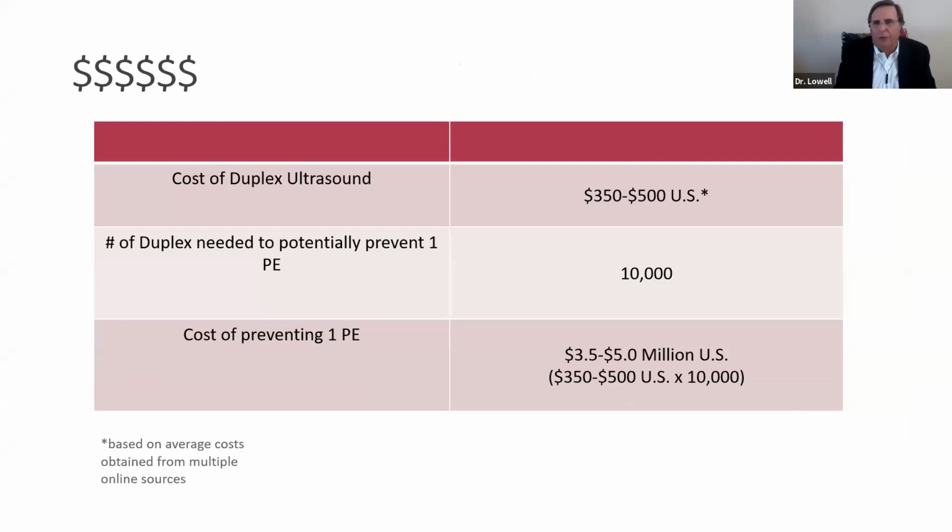What's the cost of a duplex? Well, the retail price in the United States is $350 to $500. The number of duplexes needed to potentially prevent one PE is 10,000. So if you're looking at that number itself, you're looking at a cost of $3.5 to $5 million.